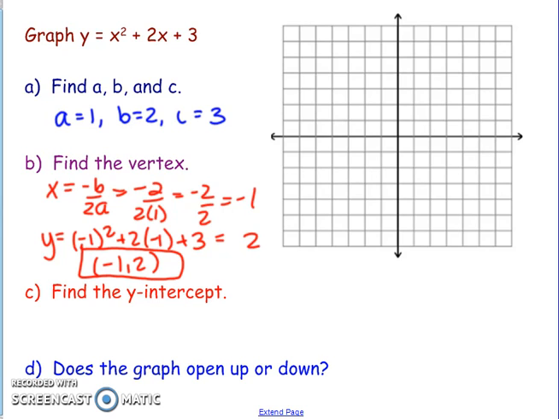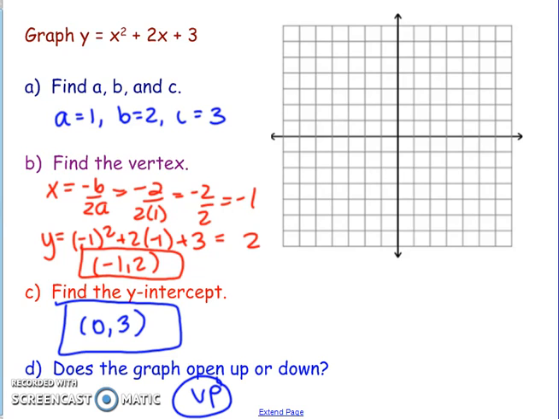Find the y-intercept, so that's going to be 0 comma c. My c term is 3, so 0, 3 is my y-intercept. Is this going to open up or down? Well, the a value is positive, so this is going to open up. If we go to plot the points, the vertex is negative 1, 2. I have my y-intercept, which is 0, 3. And because of symmetry, I know that the point negative 2, 3 is also going to be on this graph. So I can find that third point. I need the vertex and 2 additional points. And then I have my parabola.